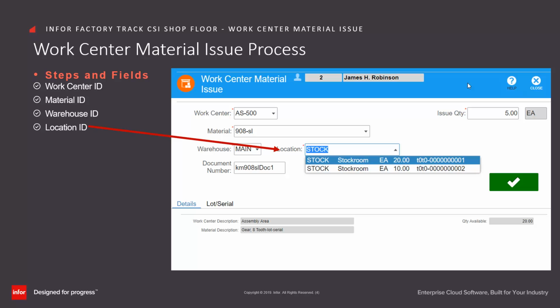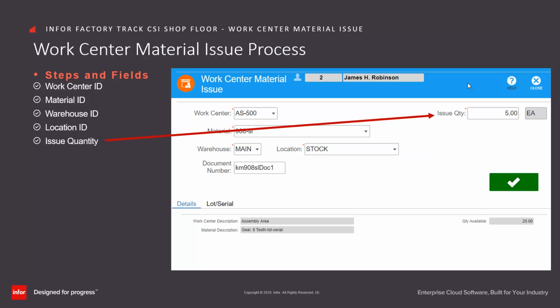Enter or select from drop-down the location ID for the staging location from which the material is to be issued. The drop-down also provides additional information regarding quantity available and associated lot, when applicable. Note that if the staging location has been defined on the transaction set maintenance form, that location is displayed and defaulted with the staging location configured. Enter the quantity of material to issue.